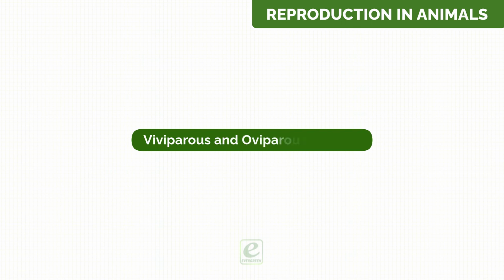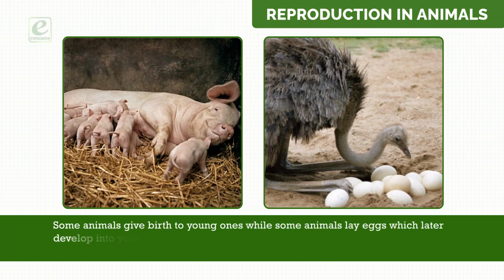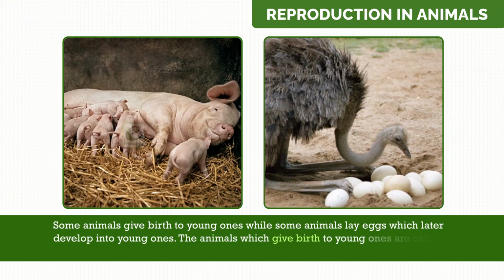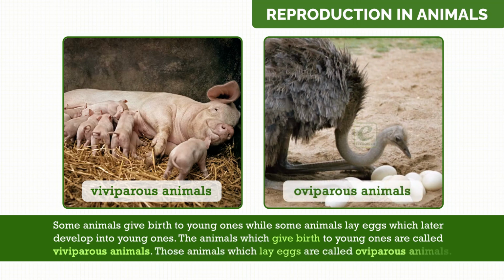Viviparous and oviparous animals. Some animals give birth to young ones while others lay eggs which later develop into young ones. The animals which give birth to young ones are called viviparous animals. Those animals which lay eggs are called oviparous animals.